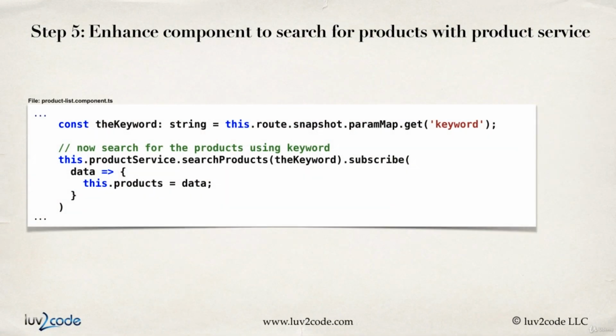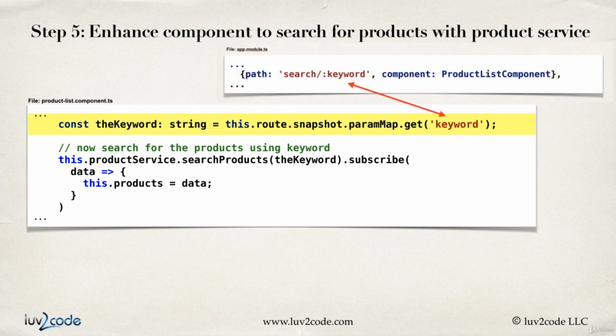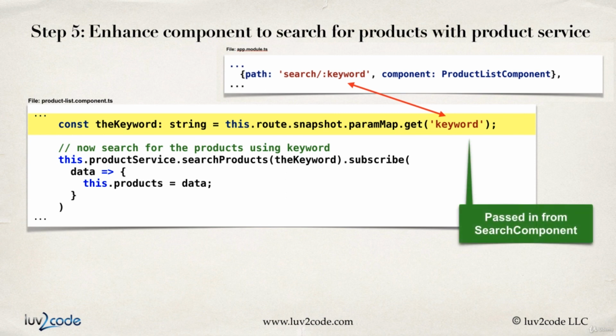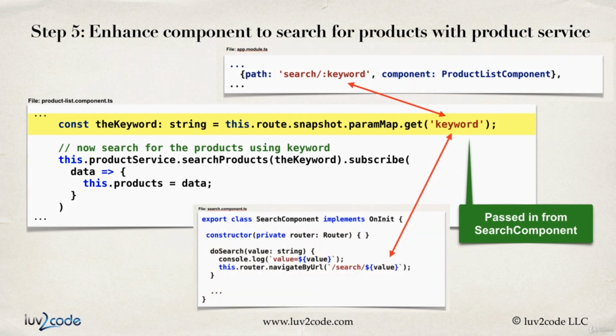Alrighty, step 5, enhancing the component to search for products with product service. So this is our product-list.component.ts. We simply read the actual keyword. So remember that comes in as a parameter based on our route configuration. So this is passed in from the search component based on that little code that we had in the previous slide. So /search/value, whatever the user entered in that little text field. And then we'll use that to call productService.searchProducts, and we pass in the keyword.